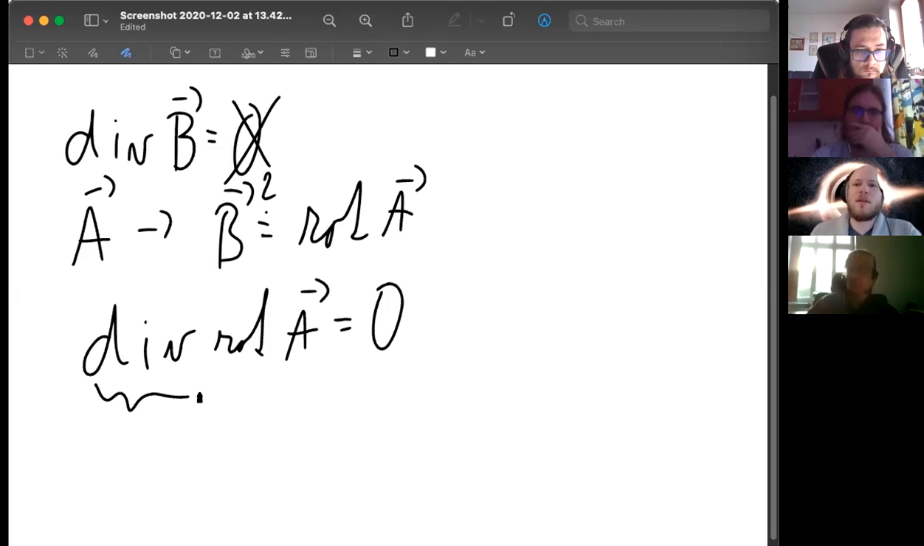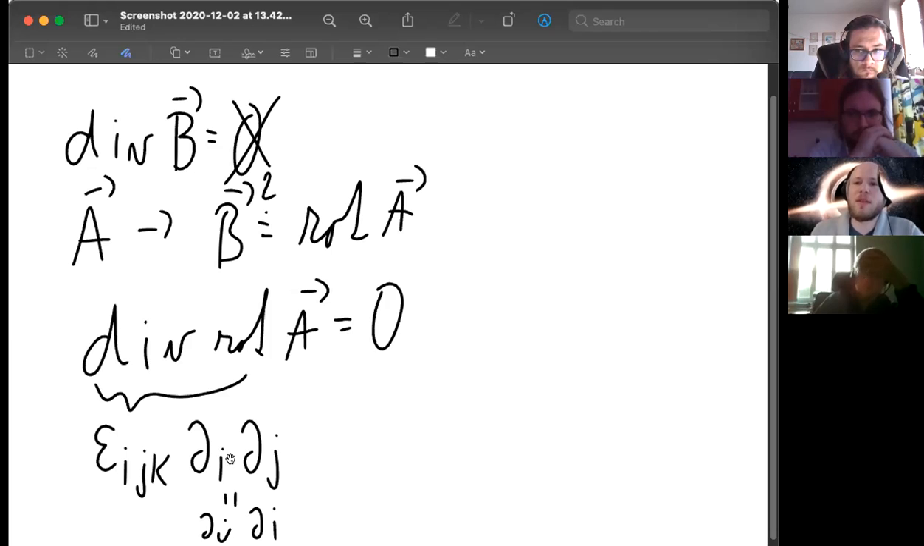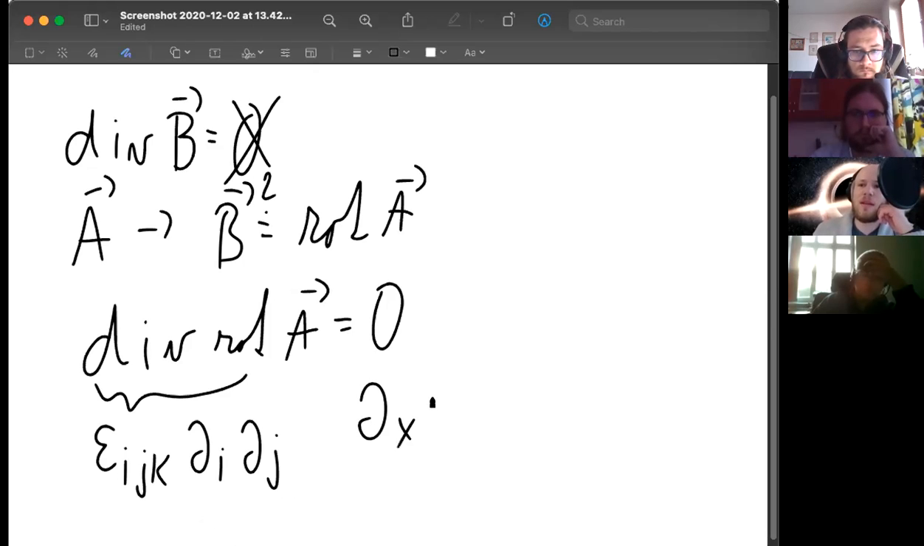The reason why those two operators give zero is that there is a hidden something that is antisymmetric. This is epsilon ijk times partial derivatives with respect to those two. So usually this is the same as in the reverse order. So we have something that is antisymmetric in ij and something symmetric, so the result is zero. And this is coming from the fact that you can exchange the order of derivatives.